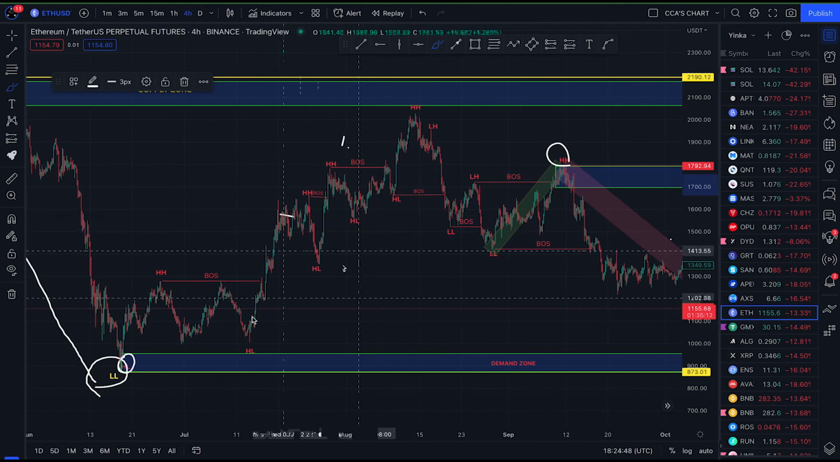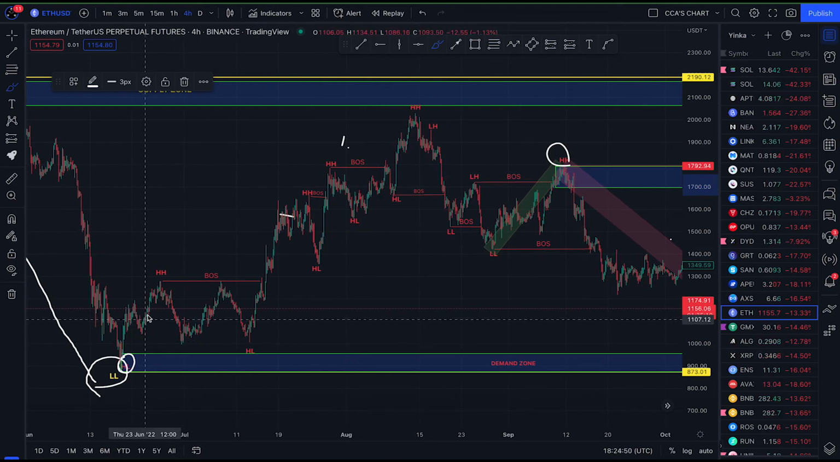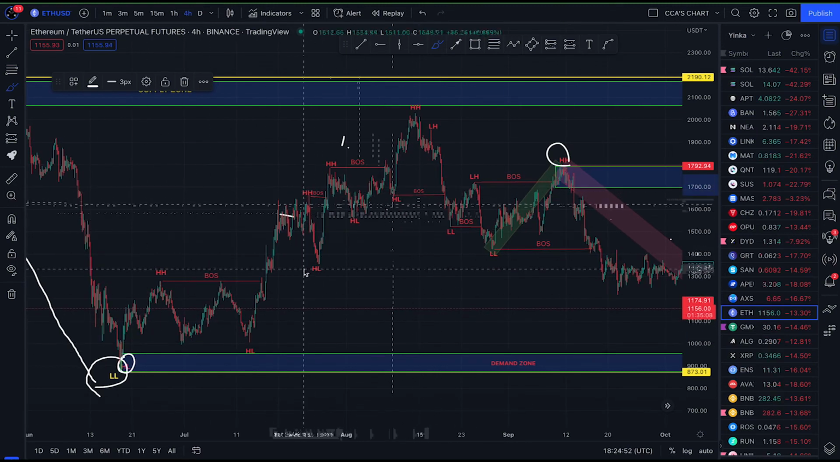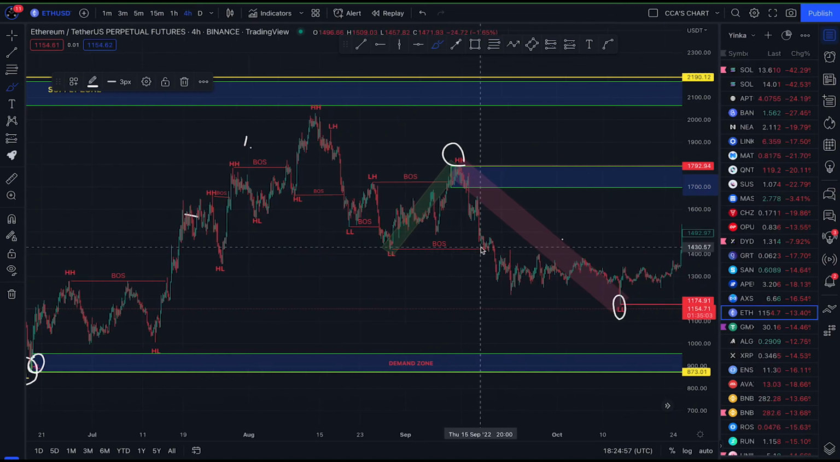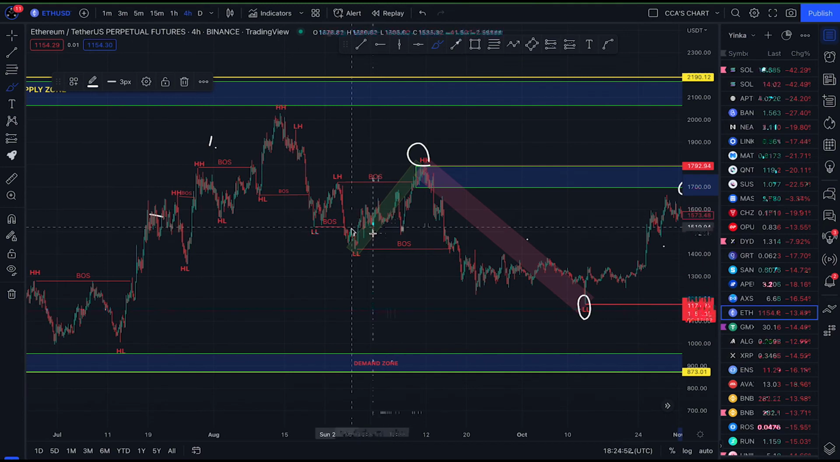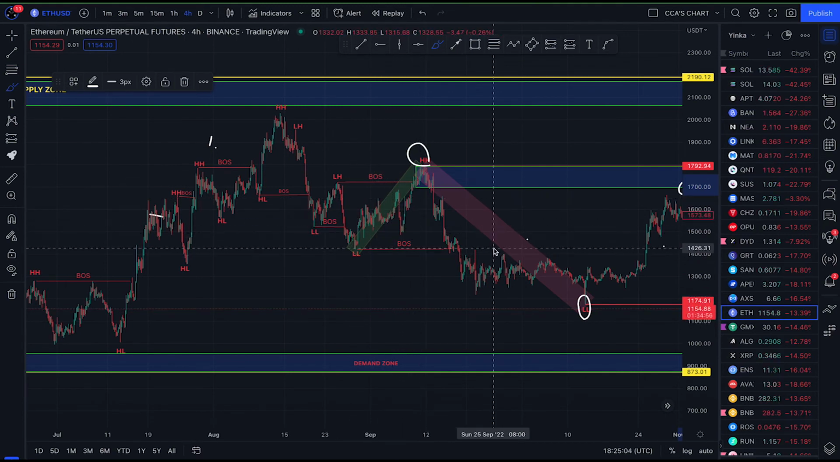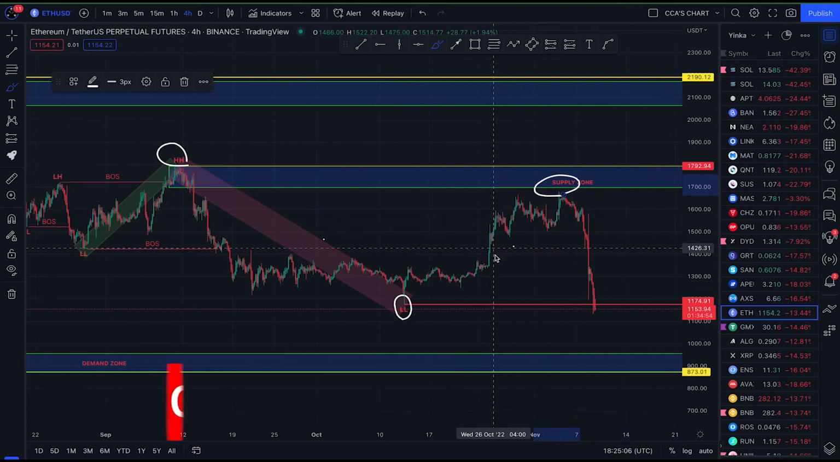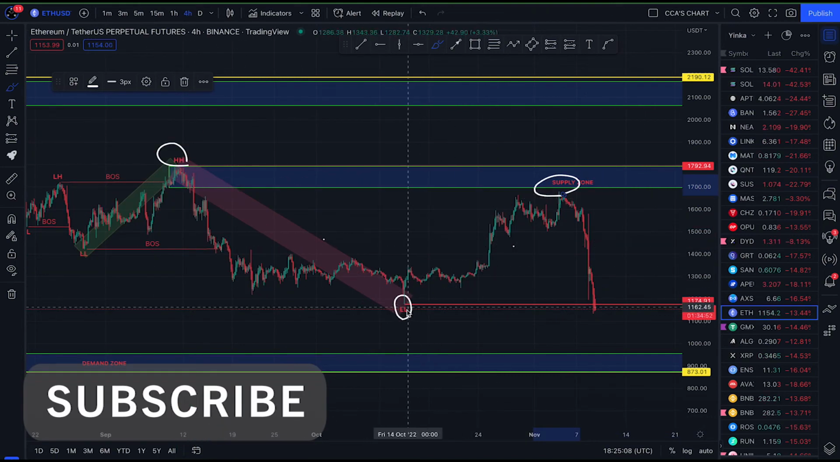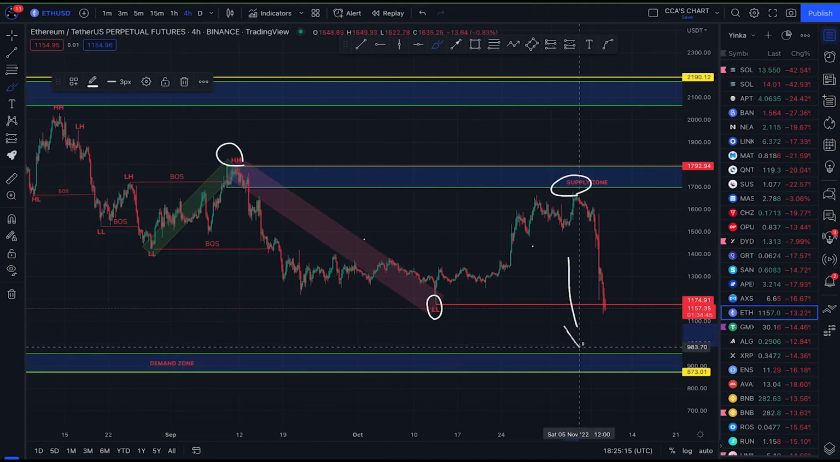Then on our minor structure, price gave us a series of higher highs and higher lows, which is a pullback to the major structure. But after that, on the minor structure, price broke structure to the downside, and now price has taken out this lower low. Price is approaching this demand zone.